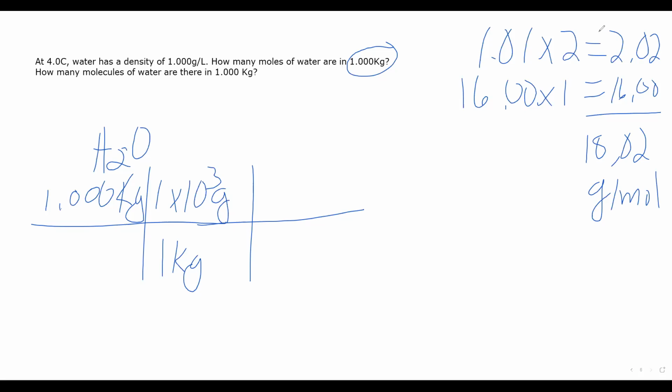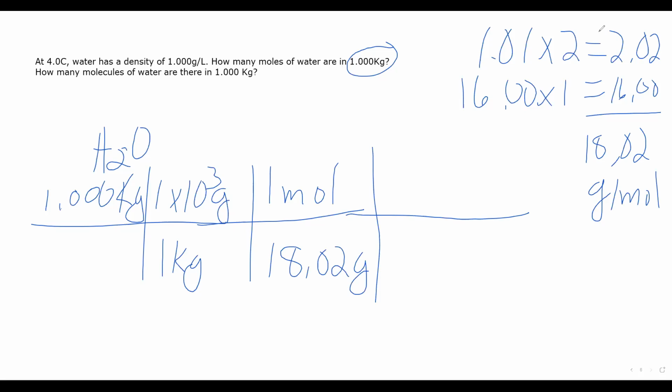So grams is up here, we need grams down here. So we need to put 18.02 here, right? And 1 mole here. And we know this is all about water, so we're not gonna write water every time. Once we have this answer, that's our first answer, how many moles there are. The first question asks you how many moles. The answer, if you stopped here, would be 55.49 moles, right?